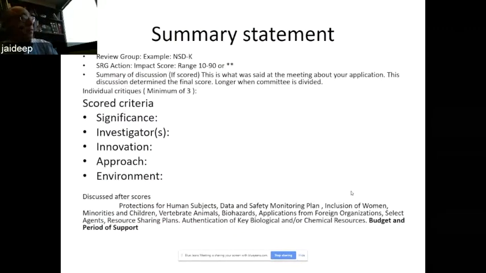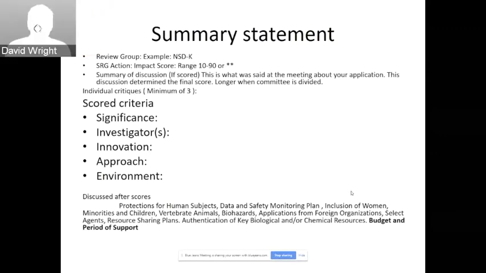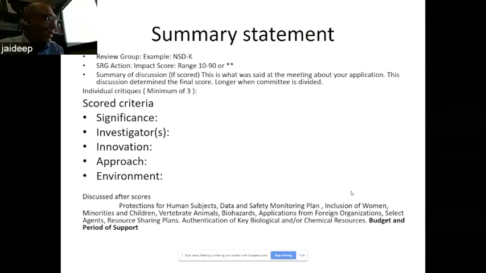So once you've submitted the grant, it goes for review, and David will go over how the review process works, and then you will get a summary statement back, which is summarized right here, which will have a summary of the discussion about how your application was discussed. This is what was said about it. Then the written reports from 3 reviewers or more, which will have scored criteria and scores for individual criteria, including significance, investigators, innovation, approach, and environment.